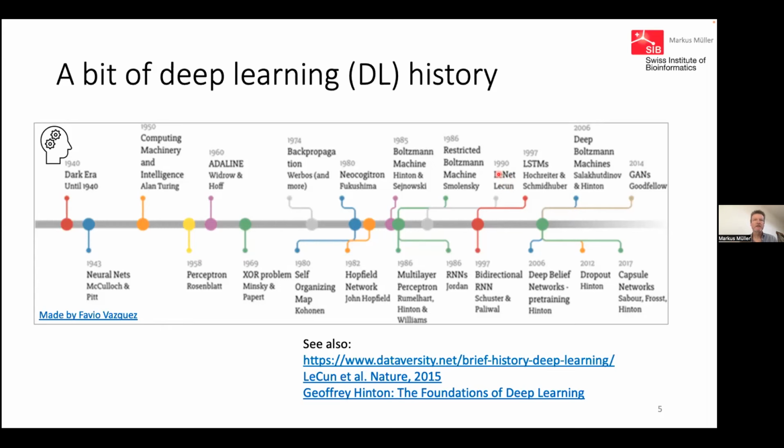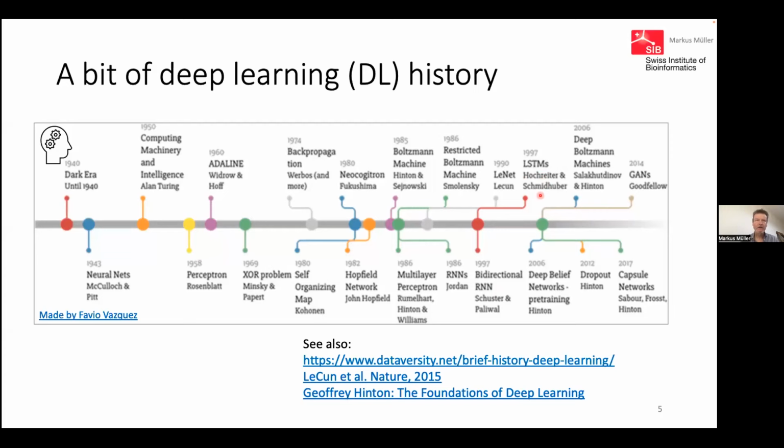During the 90s, deep neural networks were still at the beginning, but a lot of important inventions were already done then. For example, recurrent neural networks were introduced by Schuster and Paliwal, and then the long short-term memory networks were introduced by Hochreiter and Schmidhuber.